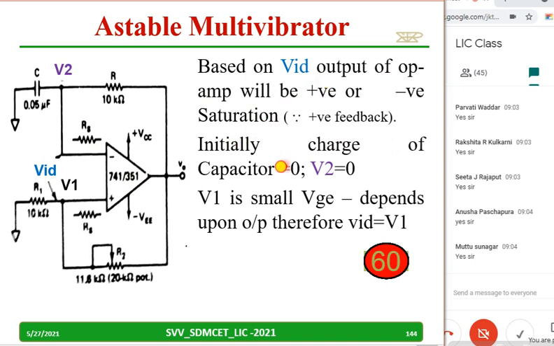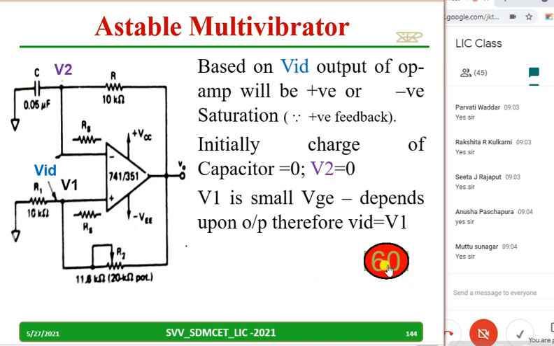Initially, the charge of the capacitor is 0. Let us consider capacitor charge is 0. Therefore, V2 will be 0. V1 is a very small voltage, but depending upon the output, VID will be equal to V1. Because this is 0, I can say VID is nothing but V1 only.